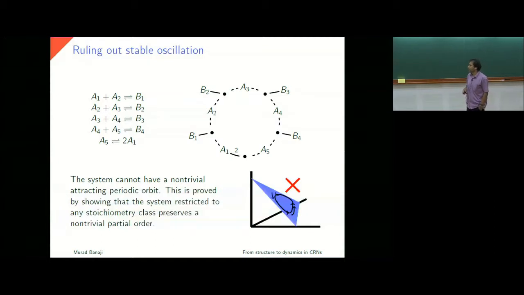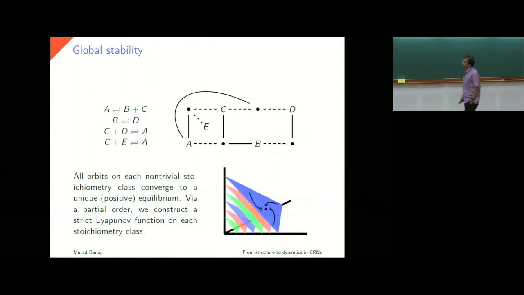And I'll tell you a tiny bit about where these results come from later, but for the moment I'm just giving you examples. Here's another example. Here's a little chemical reaction network. Here you can make a very strong claim with weakly monotone kinetics about this network, and the claim is that all orbits on each of these stoichiometry classes, in fact, converge to a unique fixed point. So there's a unique fixed point on each stoichiometry class, and all orbits on that stoichiometry class converge to that fixed point. So it's a very strong global stability result. It's about as simple behavior as you could hope for, and you can make a claim about this.